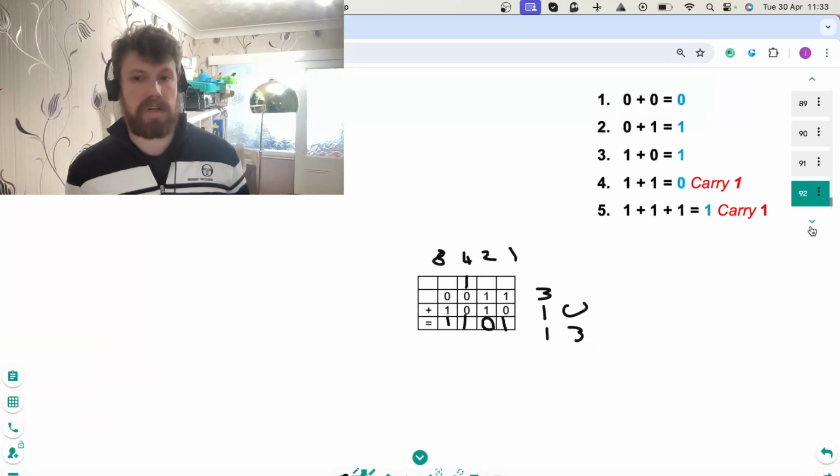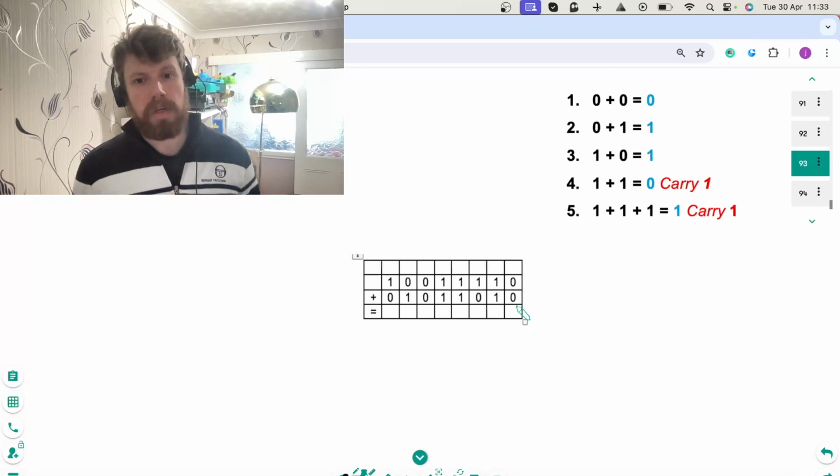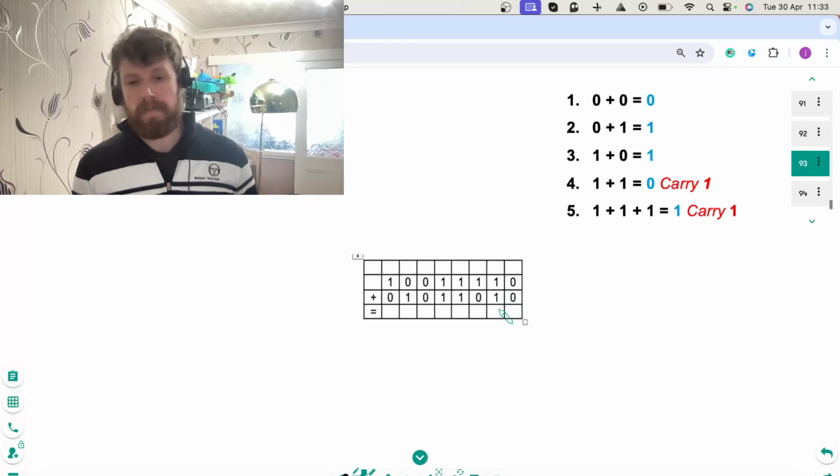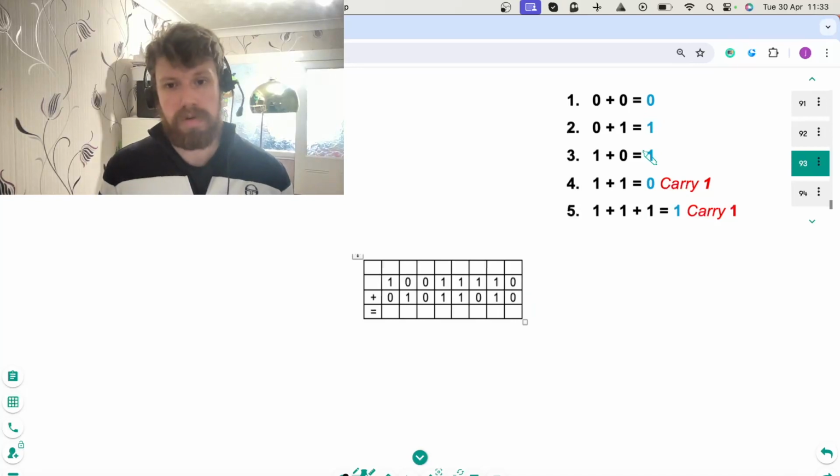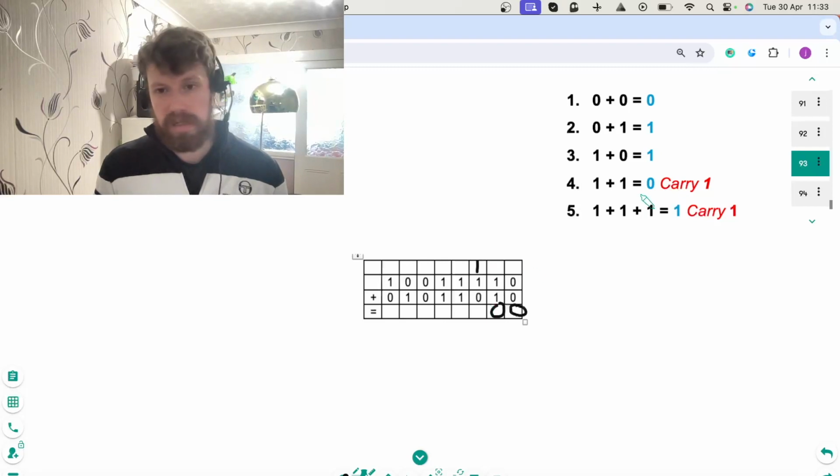But let's have a look at a slightly more complicated example. This is where we've got 8 bits. So let's have a look at how we do this one. Starting from the right-hand side, 0 plus 0, check our rule, 0. 1 plus 1, 0, carry the 1, because it's just going to be activating that one. 1 plus 1 plus 0 is the same as rule 4, so 0, carry the 1.